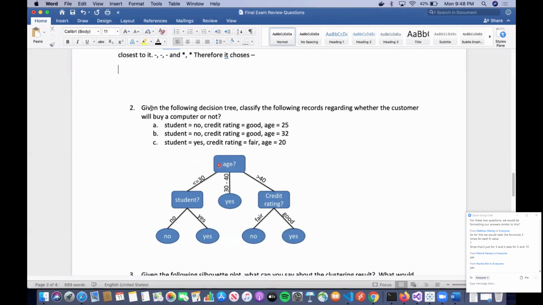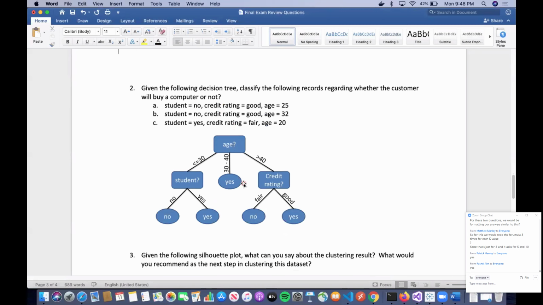So what about this? Given the following decision tree, classify the following records accordingly, whether the customer will buy a computer or not. So here we have a decision tree, and this is student. We say the variable, if the person, the customer, is trying to buy a computer.